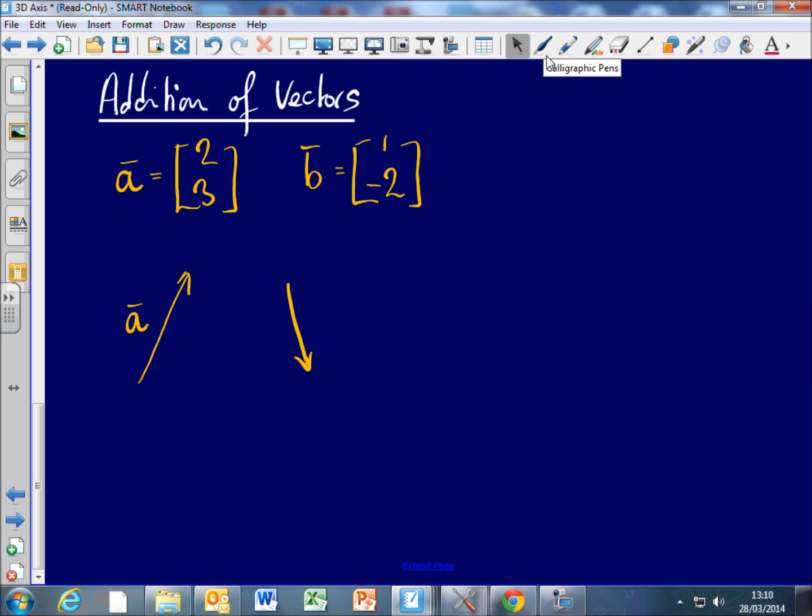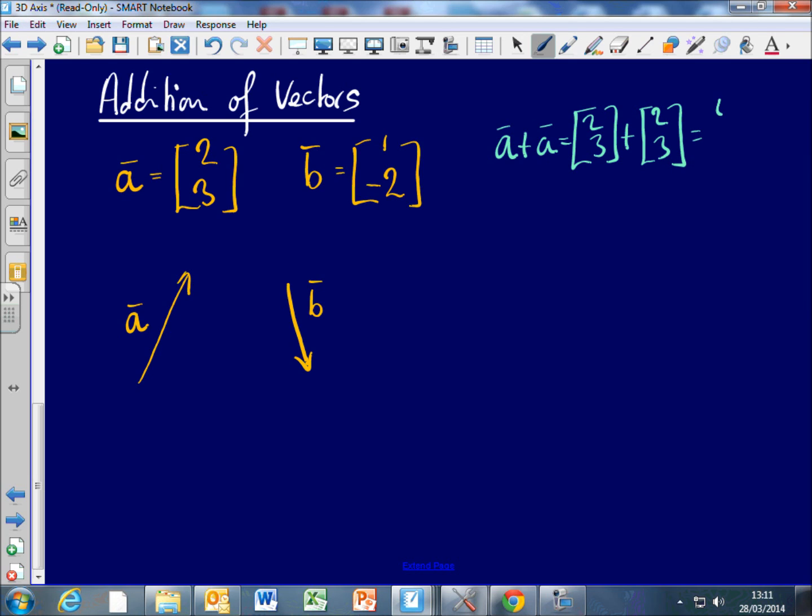Okay, that's my B vector. So let's see if we can start talking about adding and subtracting these things. Well, first of all, let's do A add A. I can do it as the column. That's the same as 2, 3 plus 2, 3, which is 4, 6. So that's A plus A, which is the same as 2A.